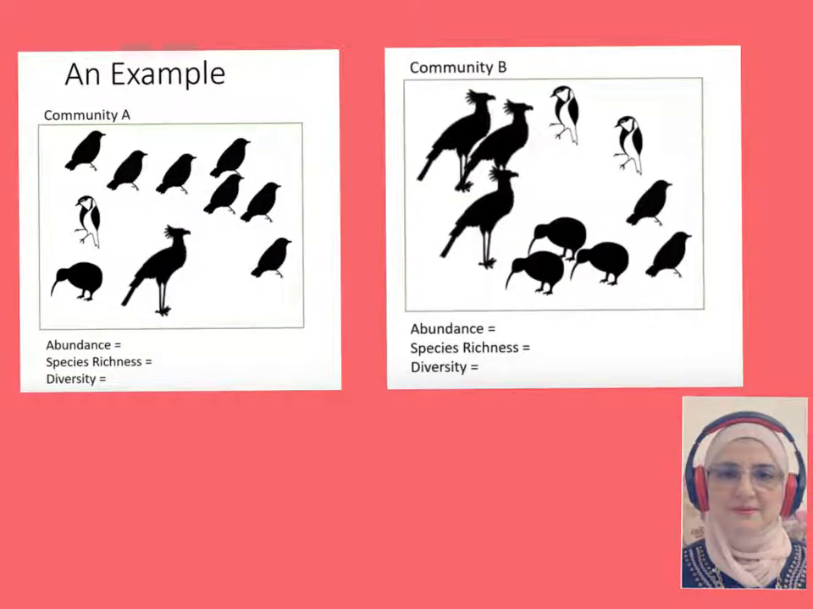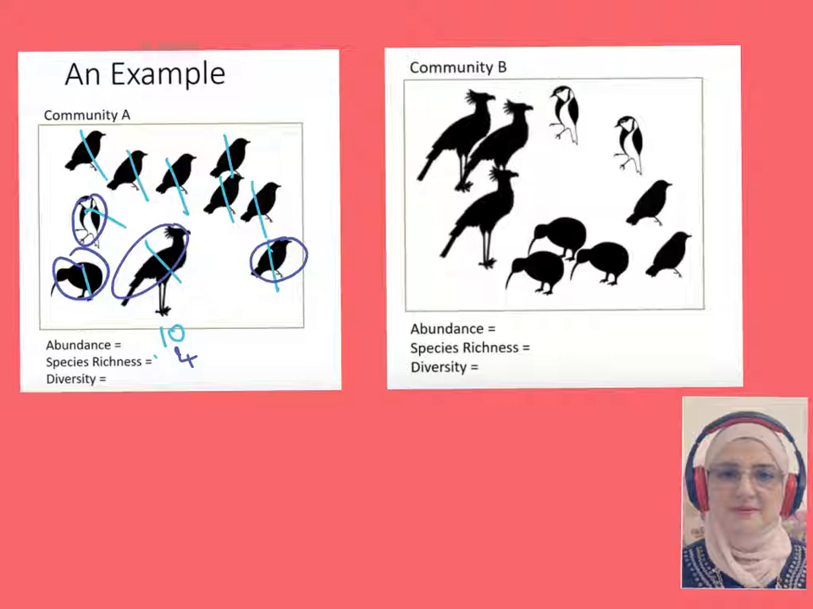Let's take an example here. We have 2 samples of 2 different communities in 2 different areas in the world: Community A and Community B. Community A has a relative abundance of 1, 2, 3, 4, 5, 6, 7, 8, 9, 10. So the abundance here is 10. Species richness, so how many different species are existing here? 1, 2, 3, and 4.